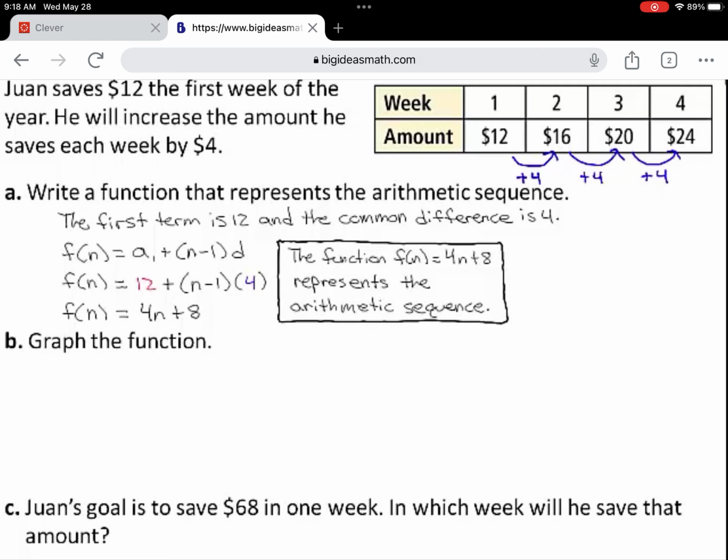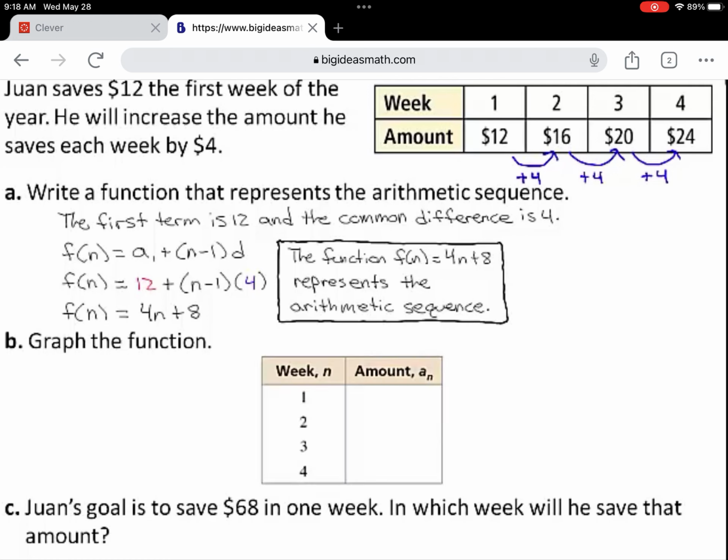Part B. Graph the function. First, make a table. Let the week be n and the amount saved be a sub n. When n equals 1, a sub n equals 12. When n equals 2, a sub n equals 16. When n equals 3, a sub n equals 20. And when n equals 4, a sub n equals 24.